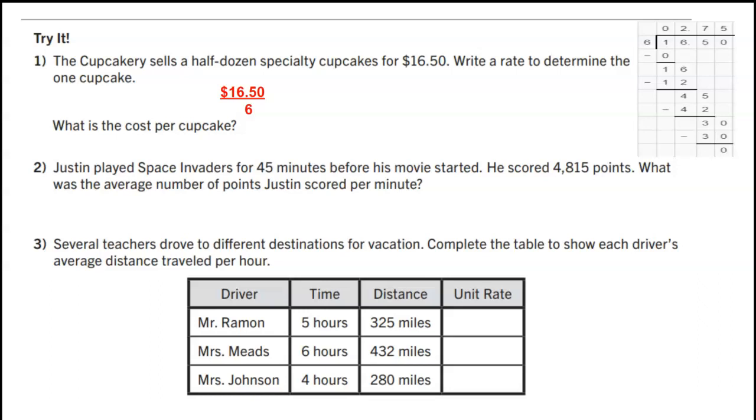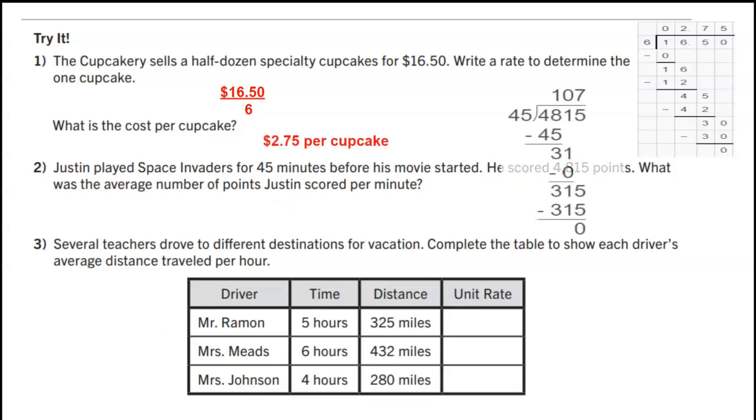Number 2, Justin played Space Invaders for 45 minutes before his movie started. He scored 4,815 points. What is the average number of points Justin scored per minute? Pause the video and find out the answer to this question. In order to find this unit rate, we will need to divide 4,815 by 45, and we end up with 107.